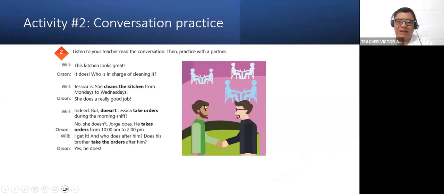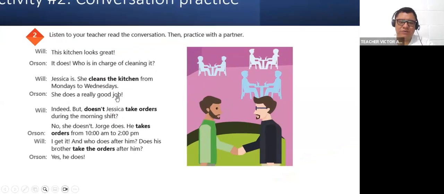Now we have here an example, guys, a conversation. We're going to practice this conversation. It says, listen to your teacher read the conversation, then practice with a partner. We have two people here, Will and Arson. Very unusual name, but we have these two guys. I will read this conversation twice, and then I will ask some of you to help me read it.